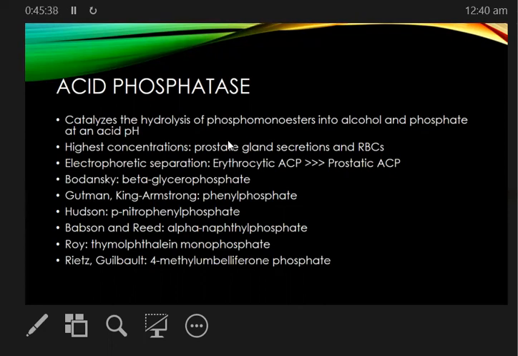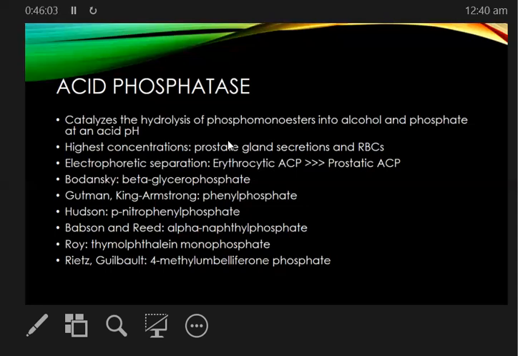Okay, so when it comes to the separation of your erythrocytic and your prostatic, of course your prostatic is the one that migrates faster. Yes, so it is more anodal as compared to your non-prostatic or your erythrocytic ACP.